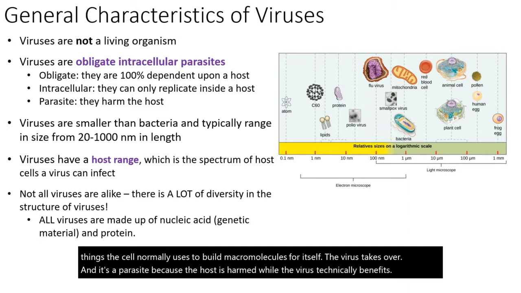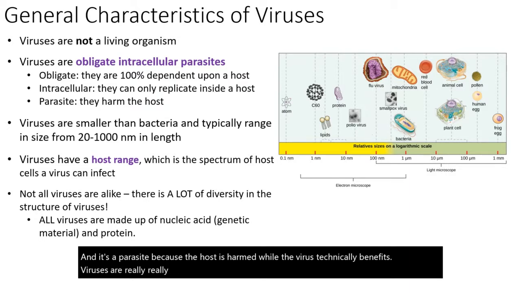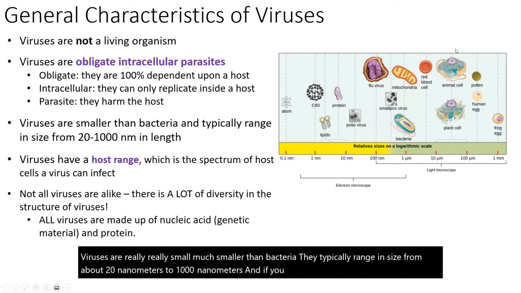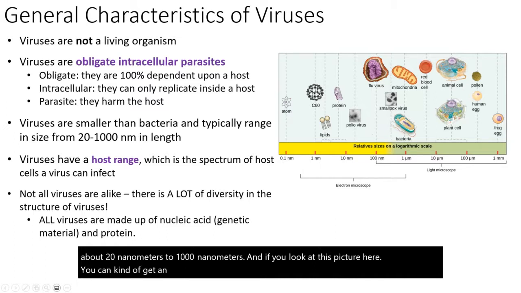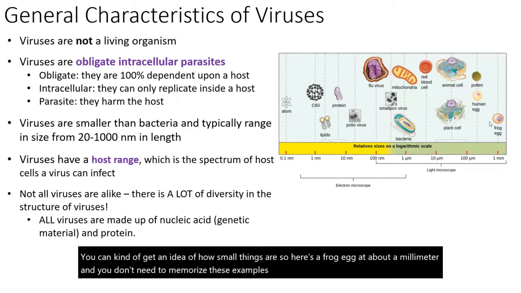Now, viruses are really, really small, much smaller than bacteria. They typically range in size from about 20 nanometers to 1,000 nanometers. And if you look at this picture here, you can kind of get an idea of how small things are. So here's a frog egg at about a millimeter, and you don't need to memorize these examples or sizes. It's just to make a point.